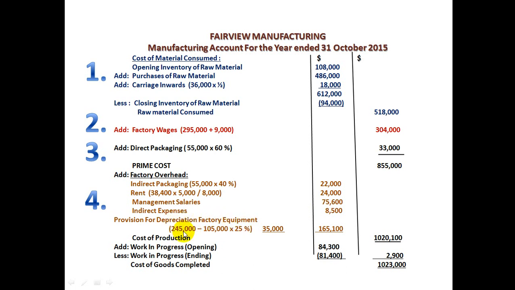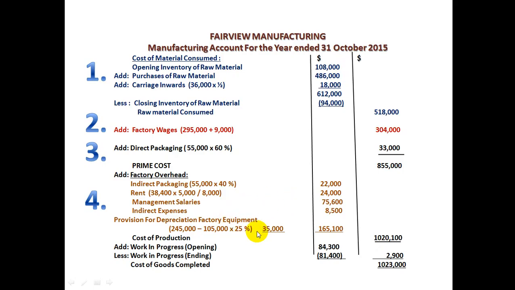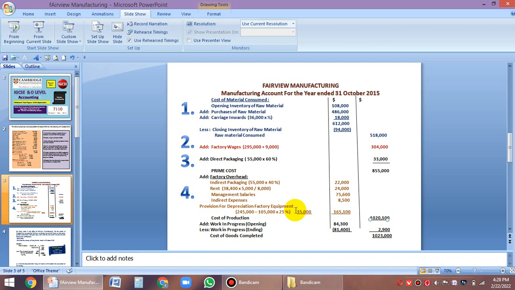Depreciation of factory equipment will be calculated by diminishing balance method. Diminishing balance method or reducing balance method always tells us cost minus accumulated depreciation multiplied by rate. In the question they explained that the factory equipment cost is 1,05,000. Provision for factory equipment cost is 2,45,000. Factory depreciation is 1,05,000. Cost minus depreciation multiplied by rate will give us the reducing balance method depreciation which we calculated. This is 35,000 as calculated by us.